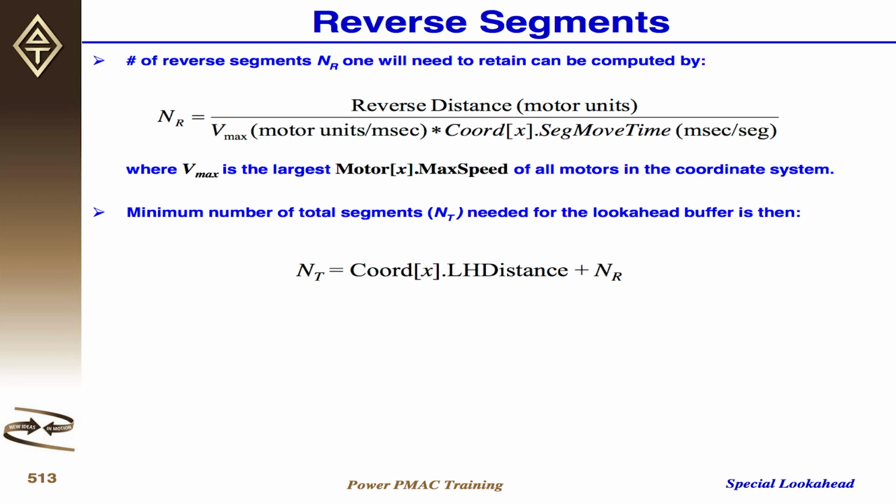The reverse segment calculation, which we show with the NR, is equal to the reverse distance in motor units divided by the largest motor maximum speed of the coordinate system times the segmentation time, chord x.segmove time. So you can calculate the NR, the reverse distance, and then add that to the chord x.LH distance. Then you have the total number of segments you need.